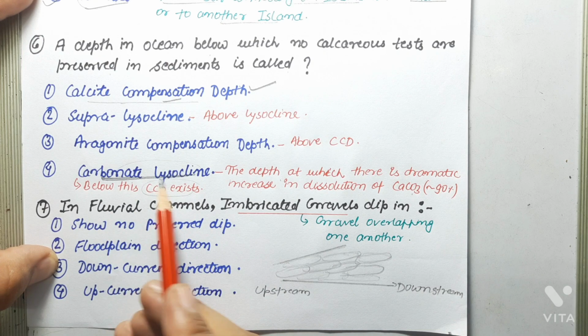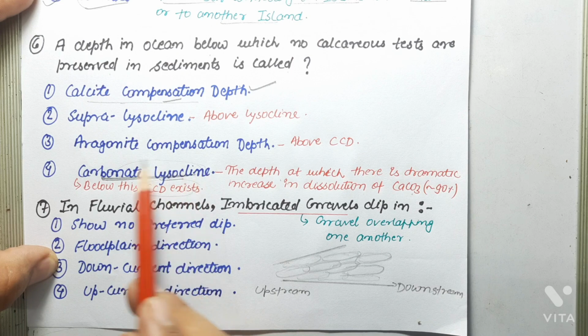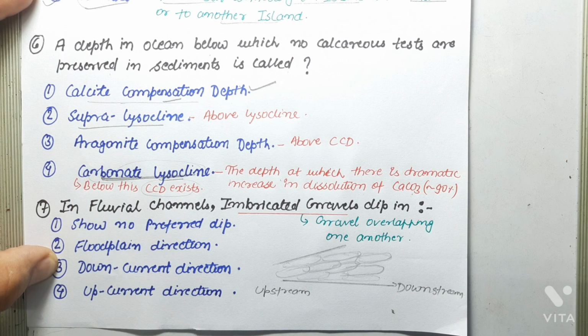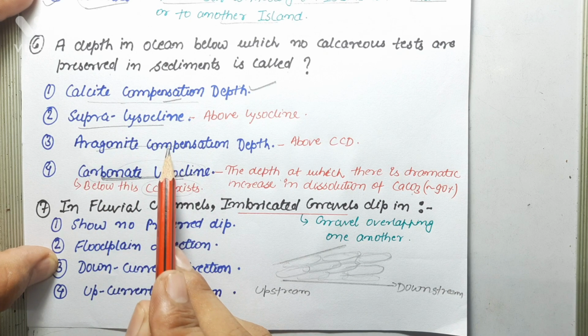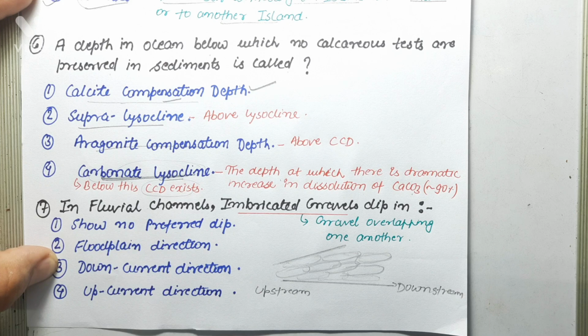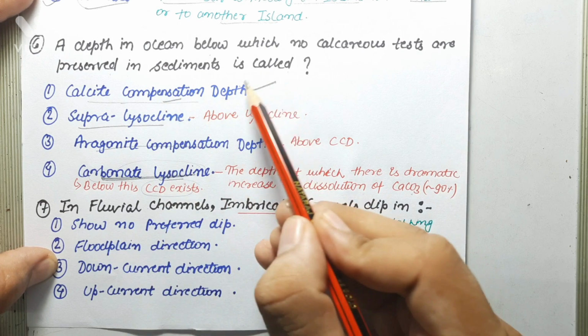That means CCD underlies carbonate lysocline, and above this carbonate lysocline is the supralysocline. And supralysocline is the depth at which the rate of dissolution of calcium carbonate increases dramatically. Okay, and this marks the upper boundary of bottom water. Again, aragonite compensation depth describes the same behavior in reference to aragonitic carbonate. Since aragonite is more soluble than calcite, aragonite compensation depth is shallower than calcite compensation depth. So as far as the question is concerned, the correct answer is calcite compensation depth.